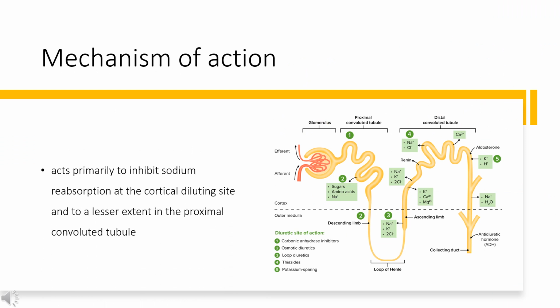Mechanism of action. The actions of metolazone result from interference with the renal tubular mechanism of electrolyte reabsorption. Metolazone acts primarily to inhibit sodium reabsorption at the cortical diluting site and to a lesser extent in the proximal convoluted tubule. Sodium and chloride ions are excreted in approximately equivalent amounts. The increased delivery of sodium to the distal tubular exchange site results in increased potassium excretion. Metolazone does not inhibit carbonic anhydrase.